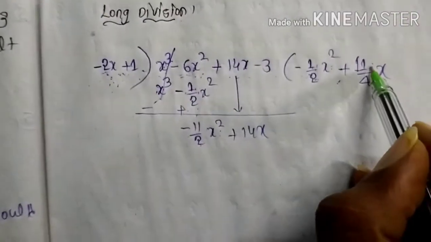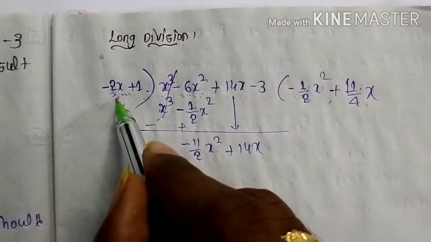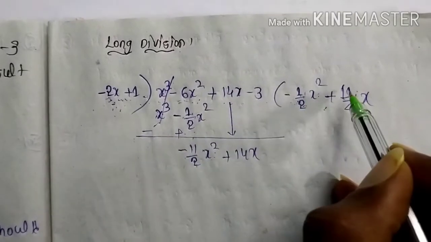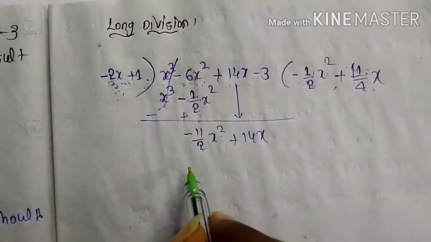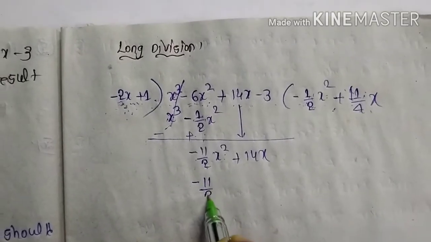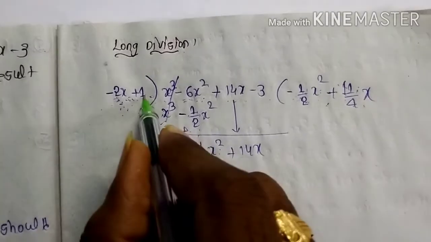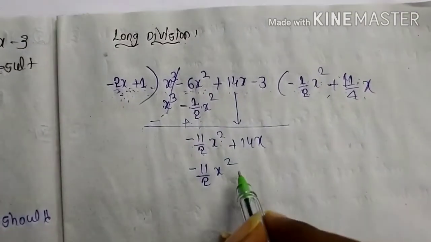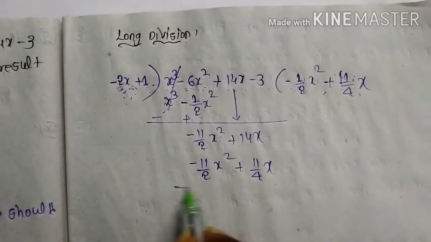Now you can see 11 by 4x into minus 2x. You can multiply. See here, 11 by 4 into 2, you will get minus 11 by 2. X into x is x square. Plus 1 into 11 by 4x, you are getting 11 by 4x.